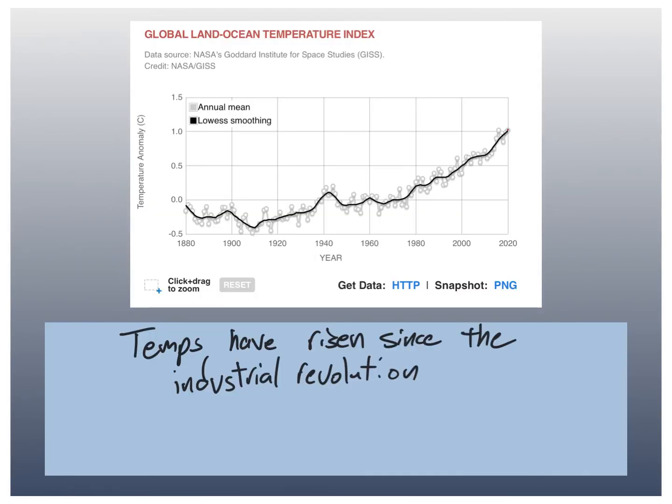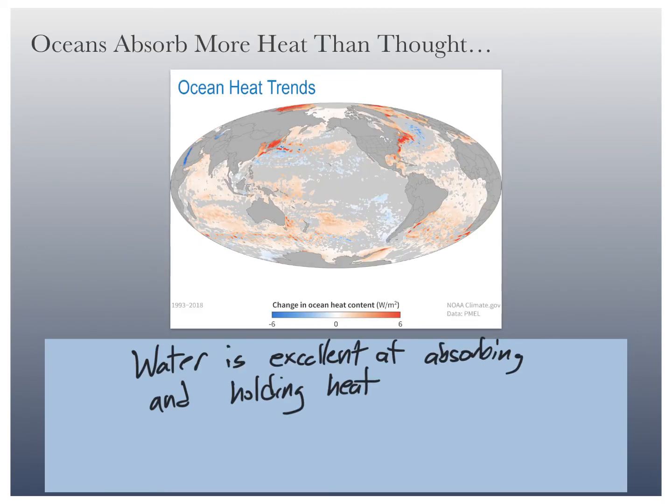Now looking at the more recent records, the ones of contemporary sea level change, we see that temperatures have risen since the Industrial Revolution. They've increased in general. We've had some blips in there, but for the most part, they've increased. And we sometimes forget about taking the ocean into account, and the fact that the ocean absorbs heat. Water is an excellent substance at absorbing heat, and holding it as well. So it's got a high specific heat.